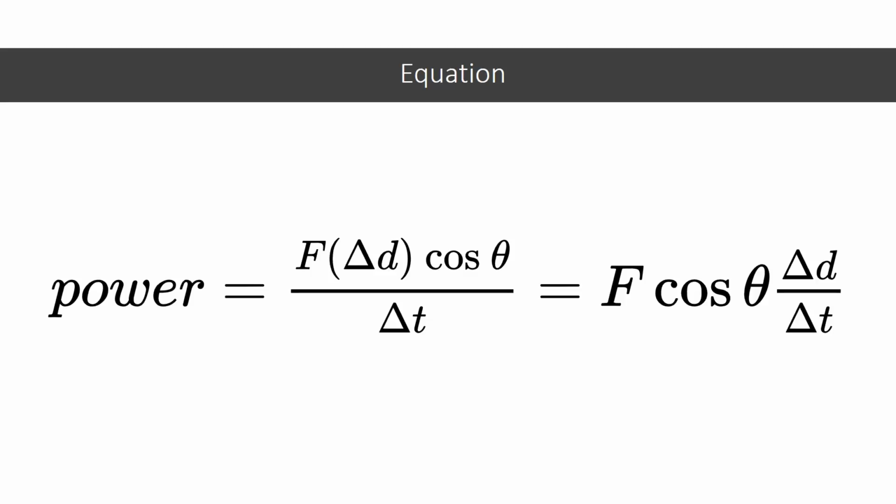So the first thing I have to compute is the maximum power of the lever that I just barely showed you. The equation for maximum power is force times the change in distance, or displacement, times the cosine of theta over the change in time. I'm changing that to be the force times the velocity times the cosine of theta, which is the same thing.